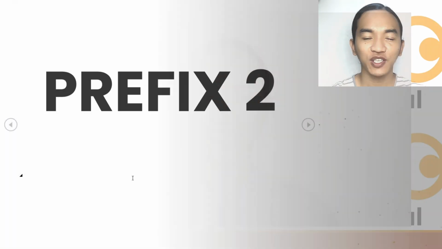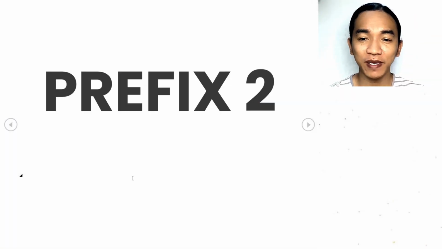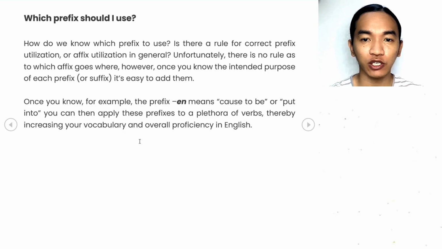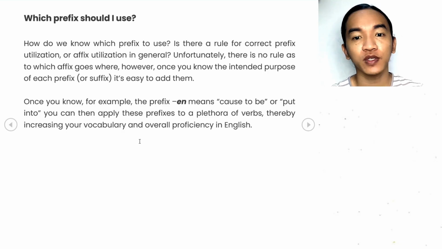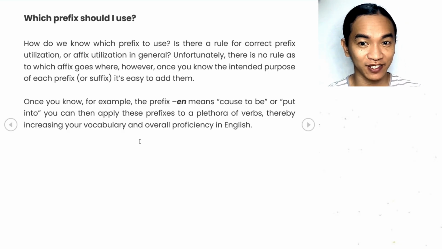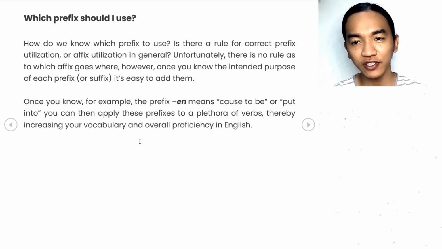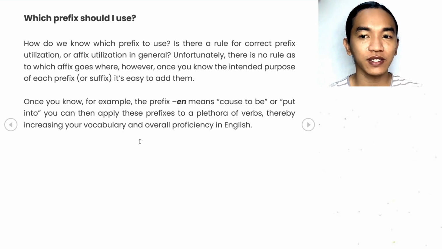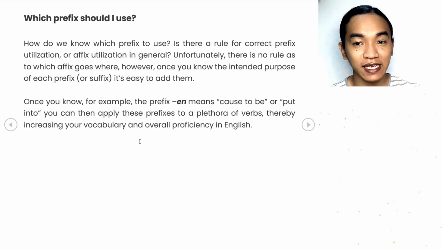Let's go. So for this lesson today, we will be talking about the second part of our prefix, okay? Now, for this one, what prefix should we use? So how do we know which prefix to use? Is there a rule for correct prefix utilization or affix utilization in general? So unfortunately, the answer to that is there is no rule as to which affix goes where. However, once you know the intended purpose of each prefix or their meaning, it's easy to add them.